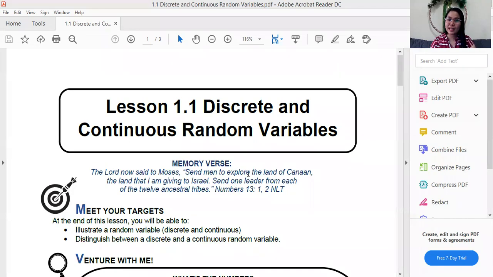At the end of this class, you'll be able to illustrate discrete and continuous random variables, and you'll be able to distinguish what's the difference between these two random variables.